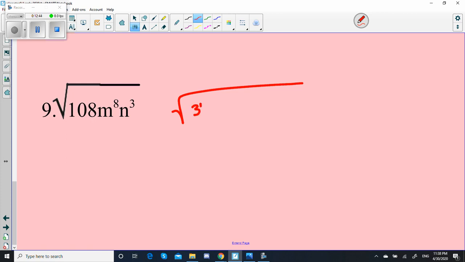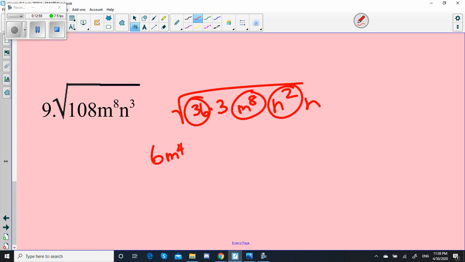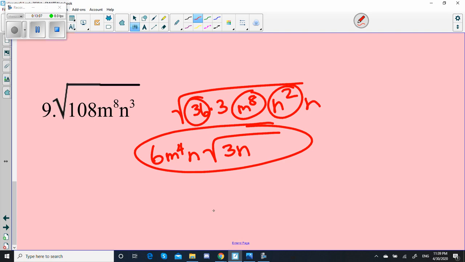So 36 times 3, 36 is my perfect. M to the 8th is perfect, and n squared being perfect. So the square root of 36 is 6. M to the 8th is m to the 4th when I take the square root. And n to the 2nd is just n. Underneath is 3n. This is the answer. Good job if you got it.